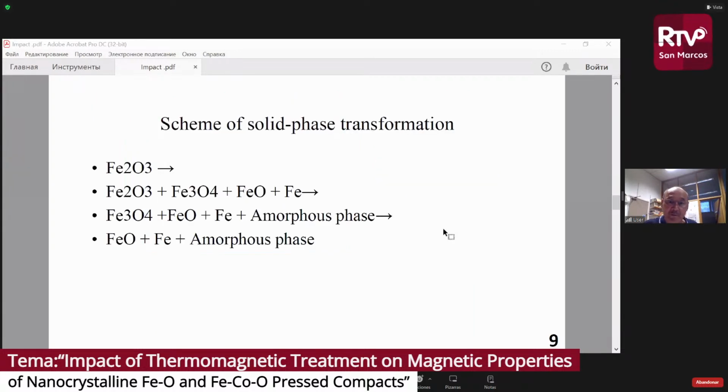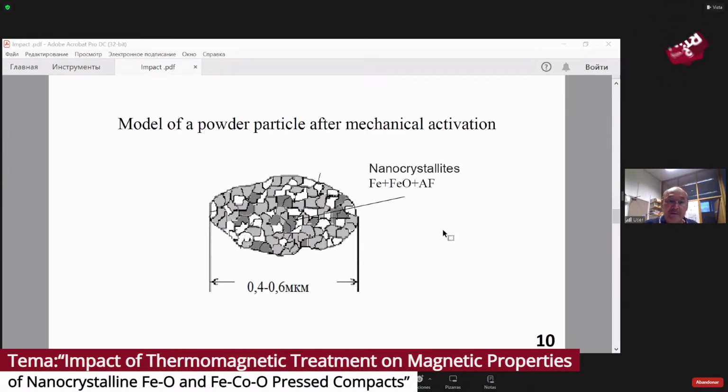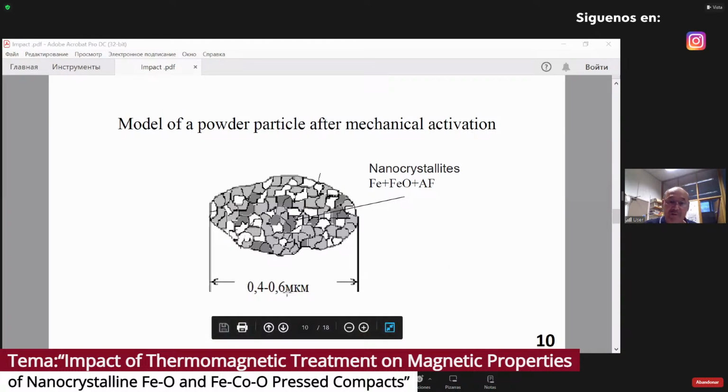This is the scheme of how our phase transformation was changing. So the model of powder particles after mechanical activation and after magnetic pulse processing, we can image like this. You see that particles are about 0.5, 0.6 micrometers. So next slide.